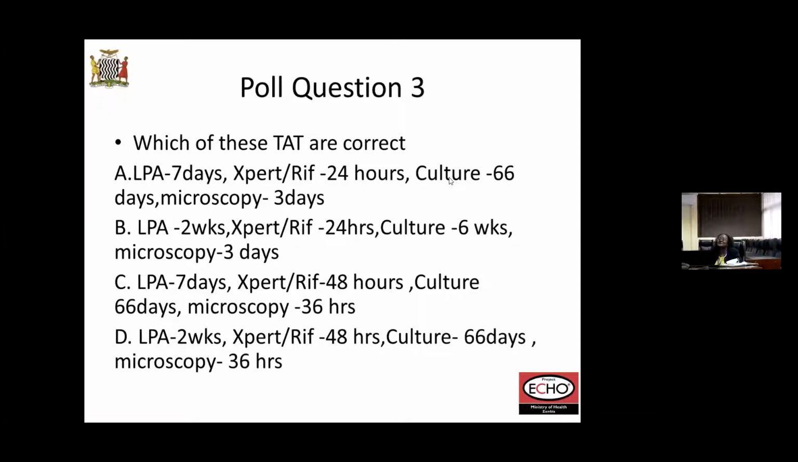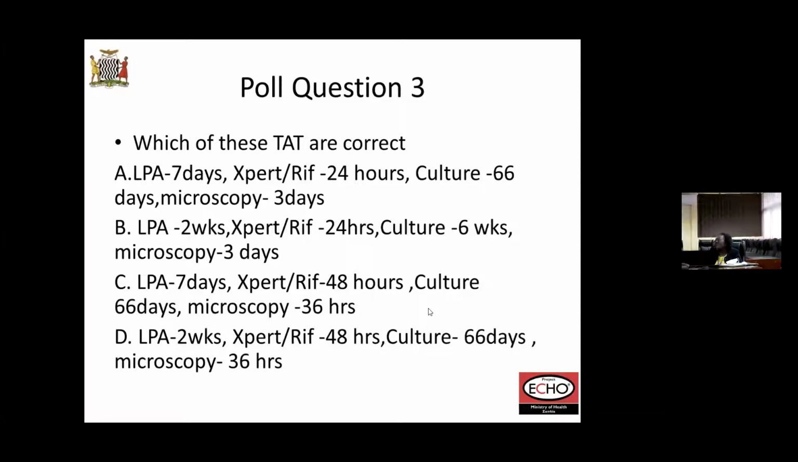Culture, 6 weeks. Microscopy, 36 hours. Or is it line probe assay, 2 weeks. Xpert, 48 hours. Culture, 6 weeks. And microscopy, 36 hours. As I said, I wish you luck. Extremely important when you are seeing patients, isn't it, to know the turnaround times?